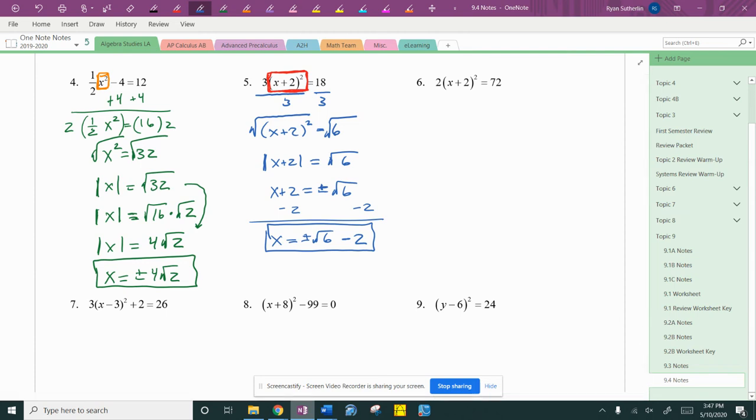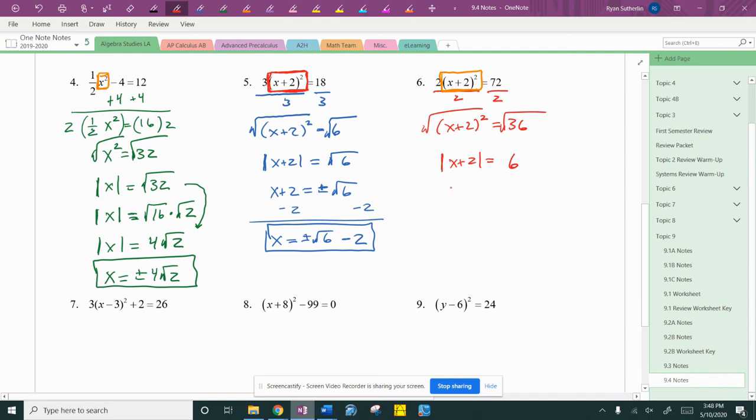All right, let's take a look at number 6. So with number 6, here's my thing that is squared. So the first thing I'm going to do is divide both sides by 2. And that gives me x plus 2 quantity squared is equal to 36. I've got my thing that's squared by itself, so I'm going to take the square root of both sides. That means I get absolute value of x plus 2 equals the square root of 36, which is 6.